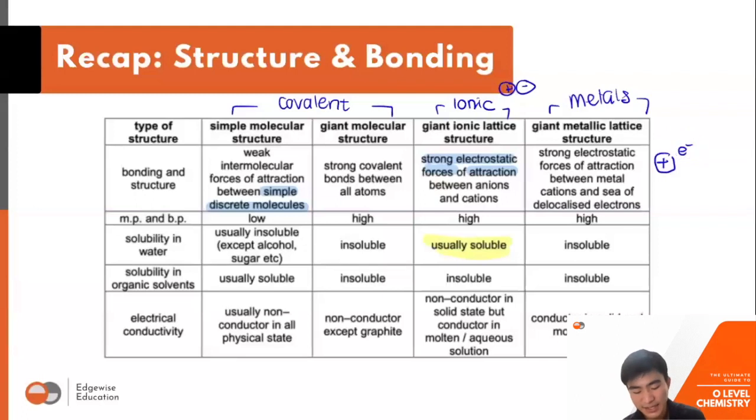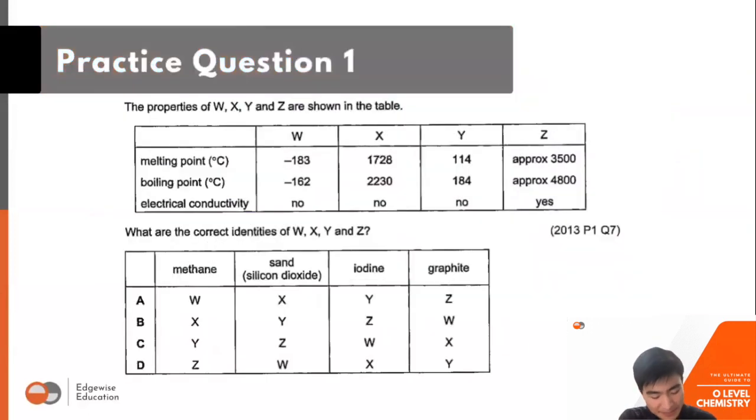Okay, the sea of localized electrons, and all the properties are stated over here. Now, I just give you this small recap so that when we do questions, we won't be so stunned. Okay, now let's try questions.